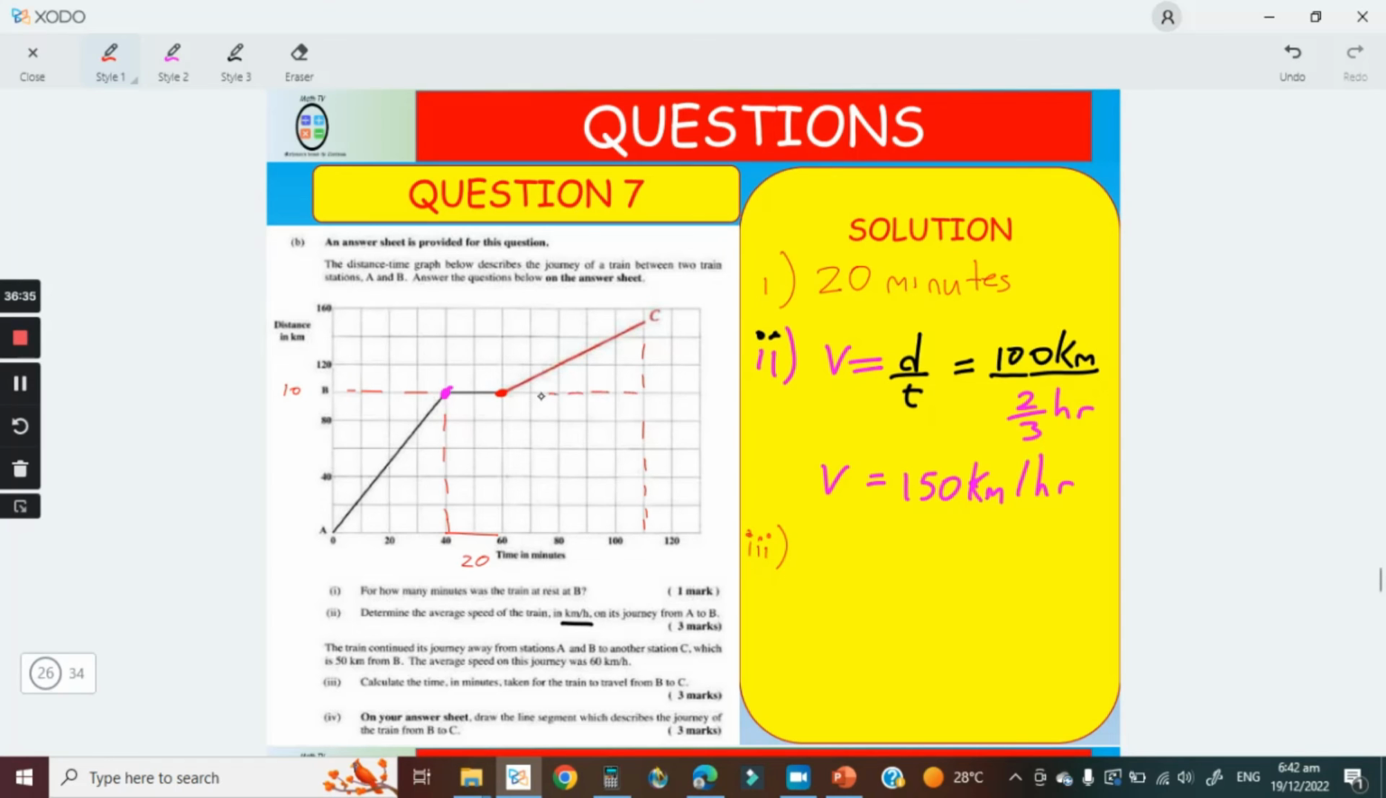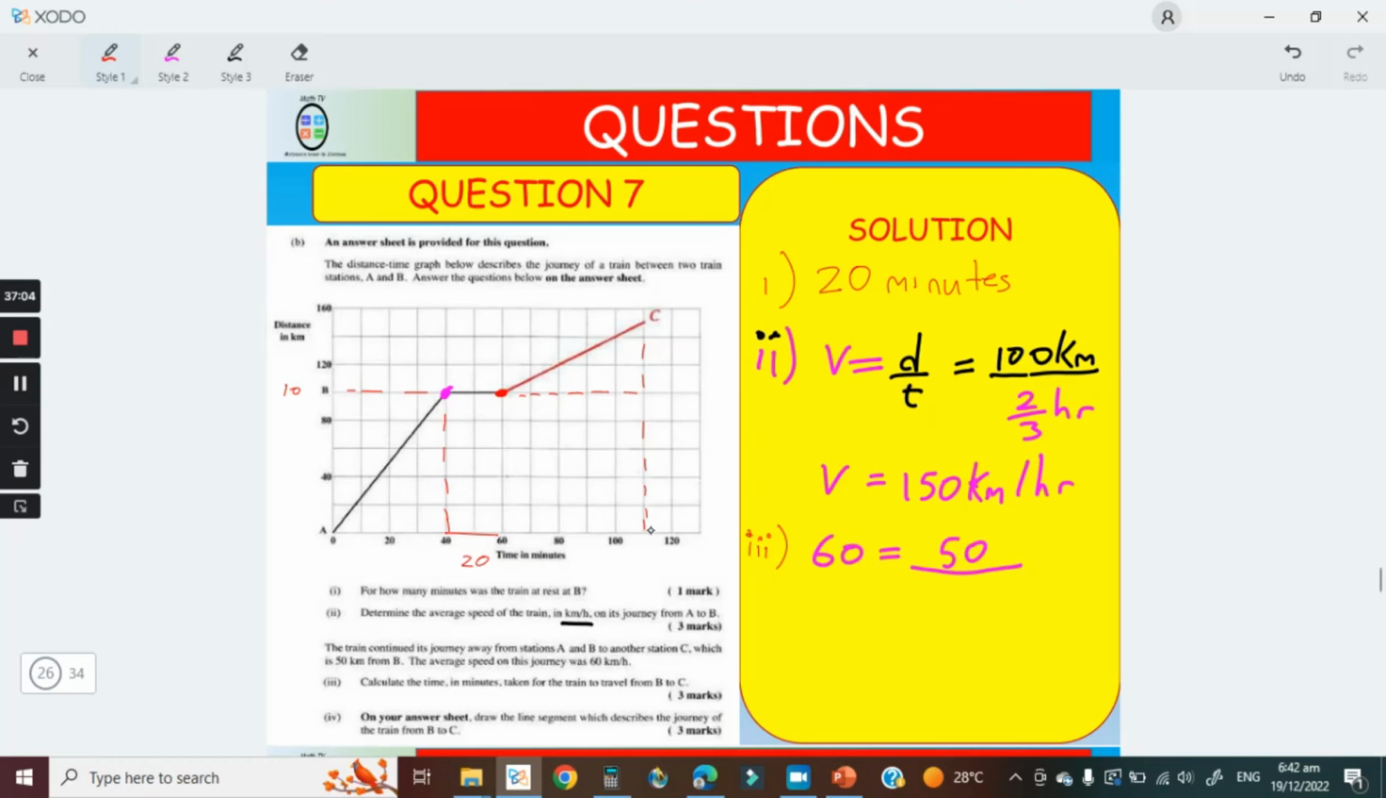Work it out, what do you know? Well, we need to find out this time, but we know the average speed. The average speed is 60. 60 is equal to the total distance it covered, the total distance, which was 50, divided by the total time. And the total time, we need it in hours.